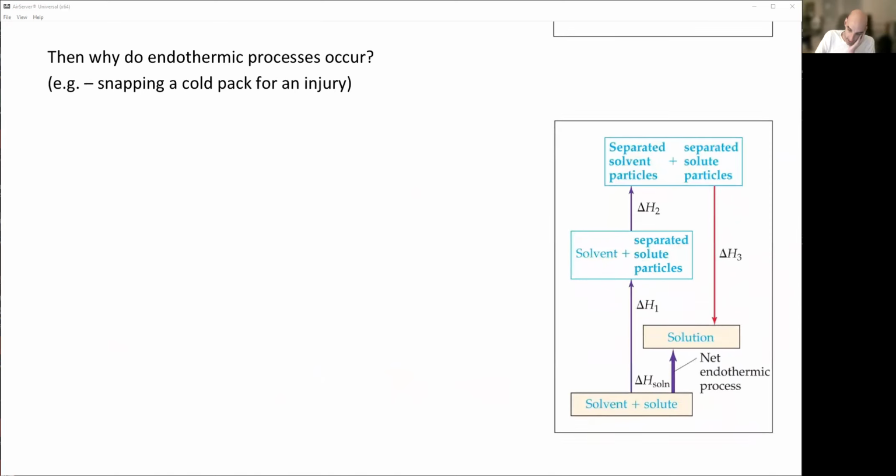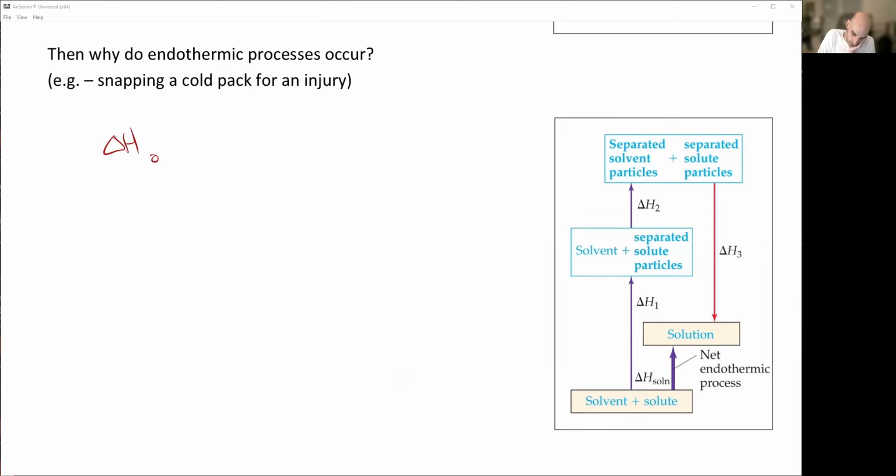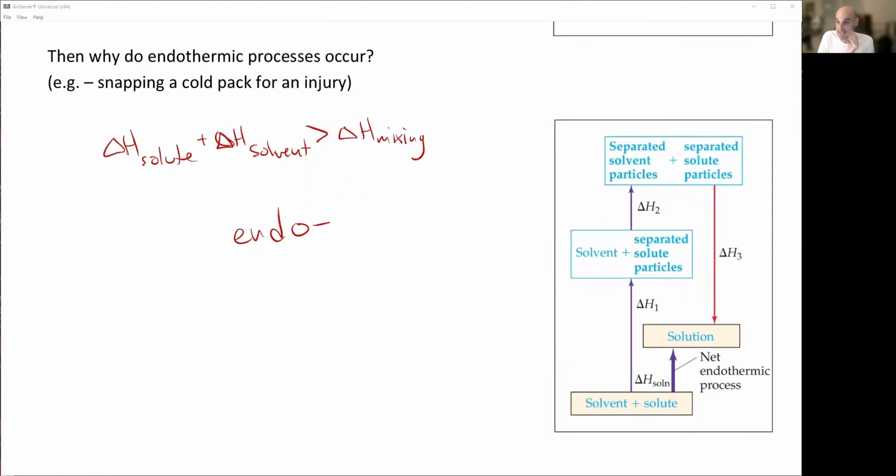However, if we have the other situation where the delta H of solute plus the delta H of solvent is actually greater than the delta H of mixing, what we expect to see is an endothermic process. That is not preferred. Nature doesn't want to do that. And so we would expect this to not mix. So if that were true, anytime we had an endothermic process, we would not get a reaction, right? We should not, that salt should not dissolve in the water because it's not giving us a positive return on energy.